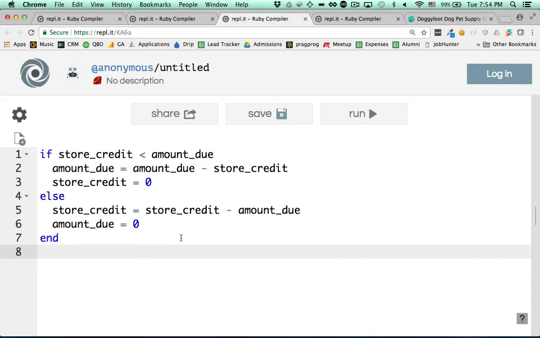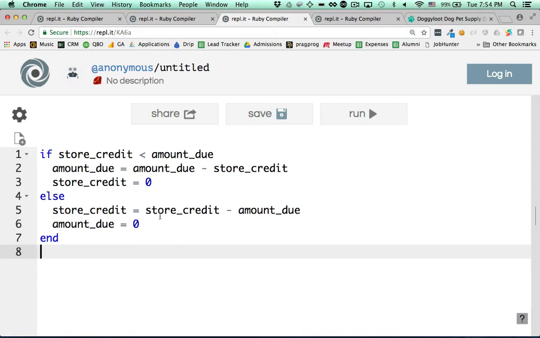In calculating how much a person would owe and how much they would pay with their credit card, there are two possible paths. Either someone has enough store credit to cover the entire purchase, or they have either no store credit or just partial store credit that only covers part of the purchase. And that affects the logic of how we do our calculations when charging them.